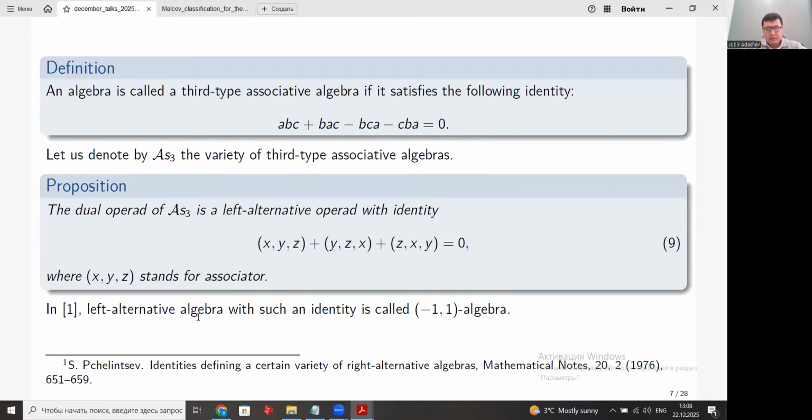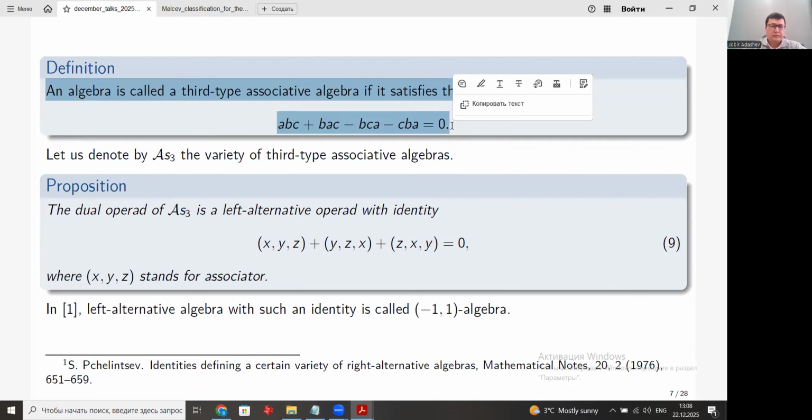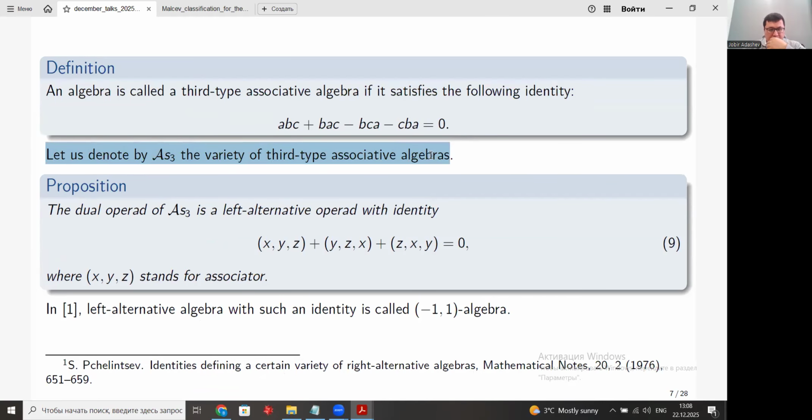And now let's talk about the third type. We need to consider third type associative algebras. An algebra is called a third type associative algebra if it satisfies the following identity. This identity is generated by the polynomial relation of subspace C2. So let us denote by S3 the variety of third type associative algebras. And now let's compute its brother. What's the dual operad of S3? If we compute it, then we obtain the left alternative operad with the following identity.